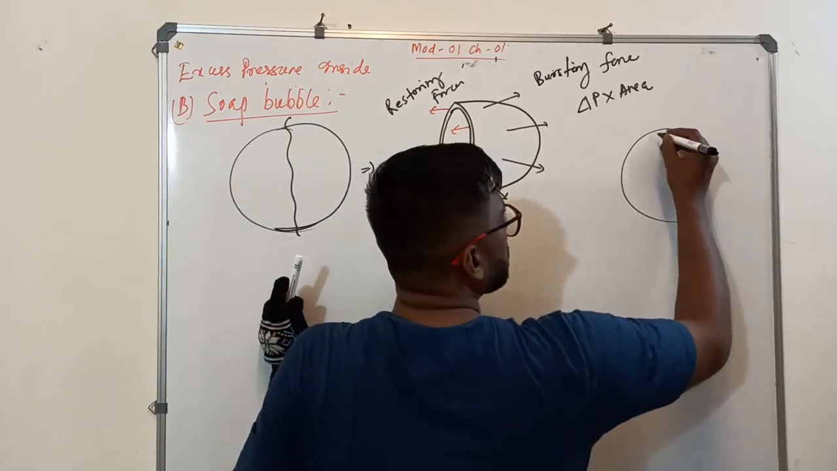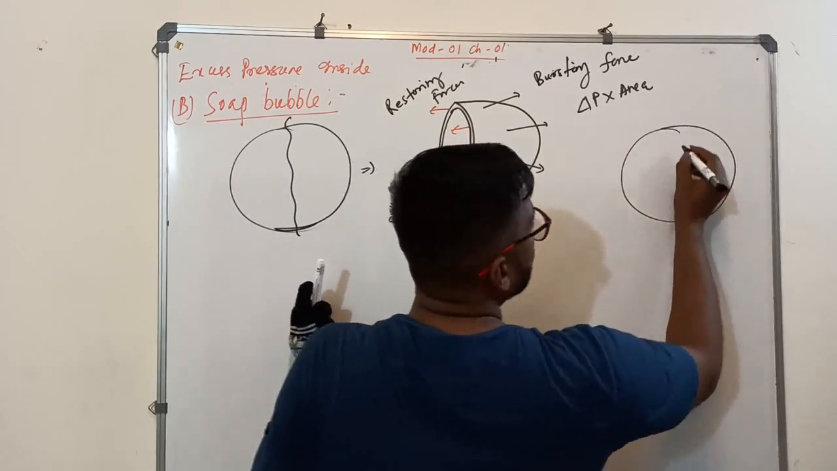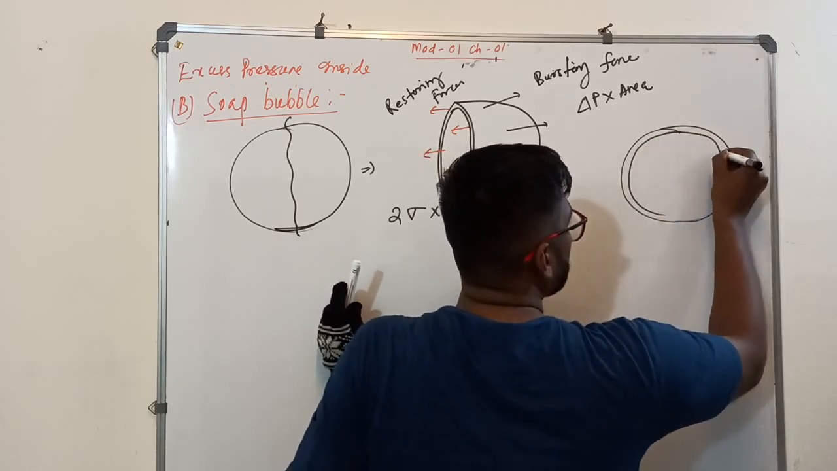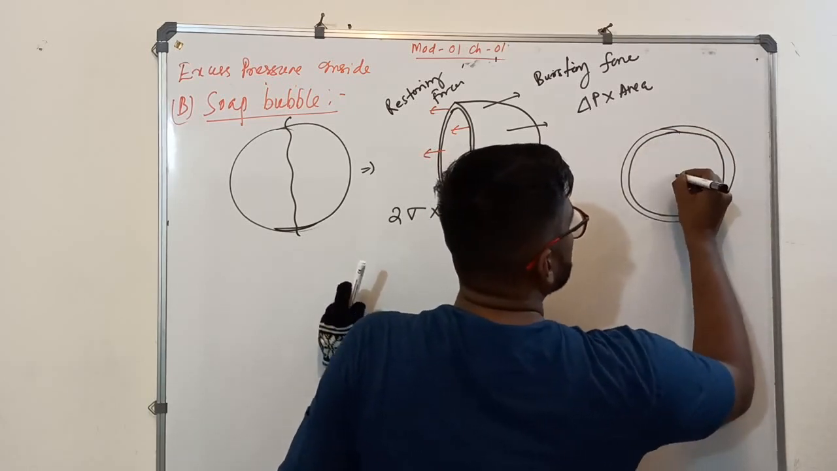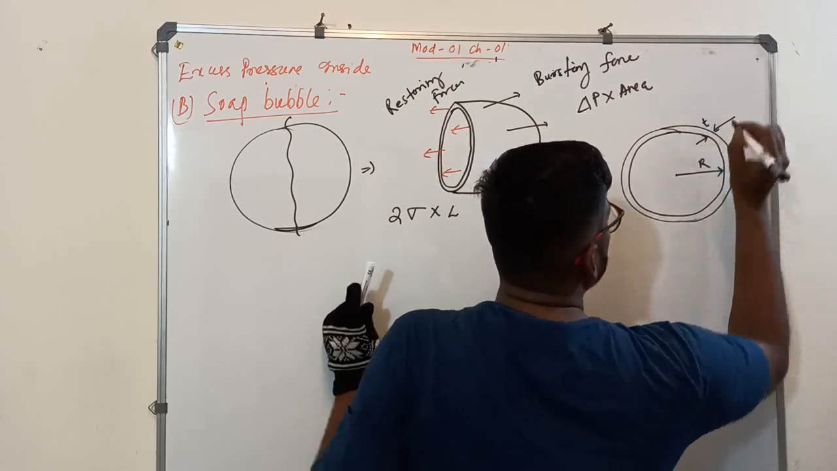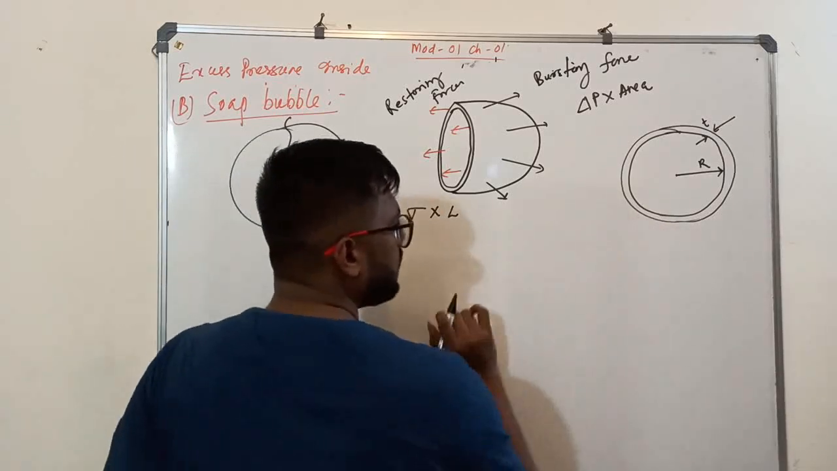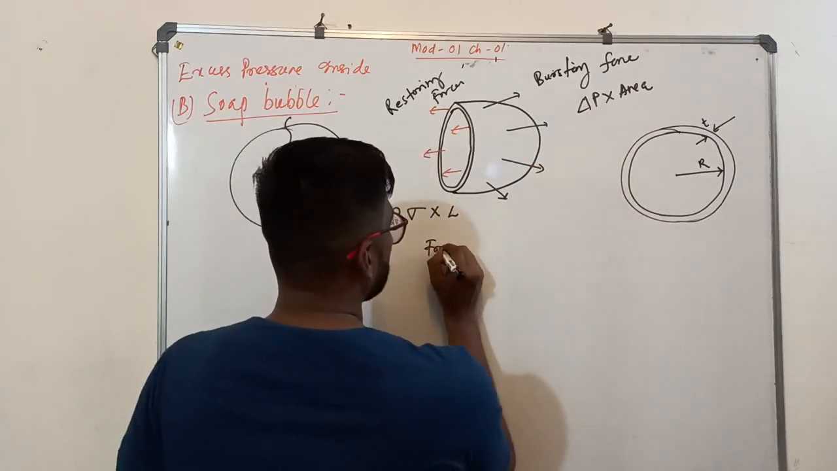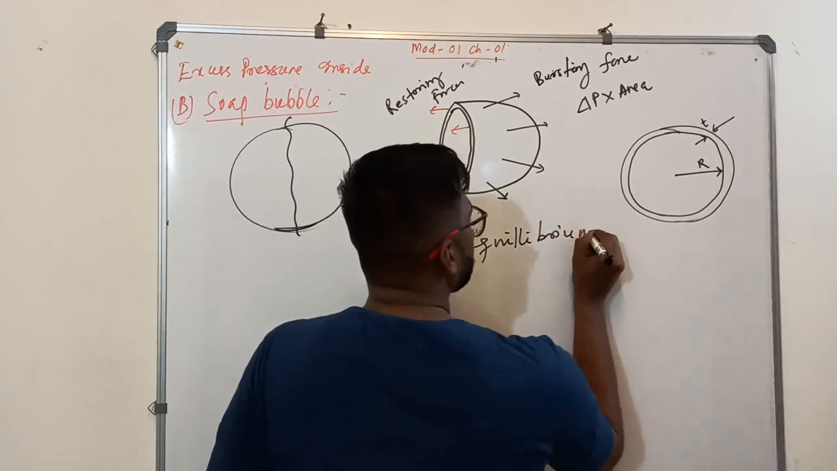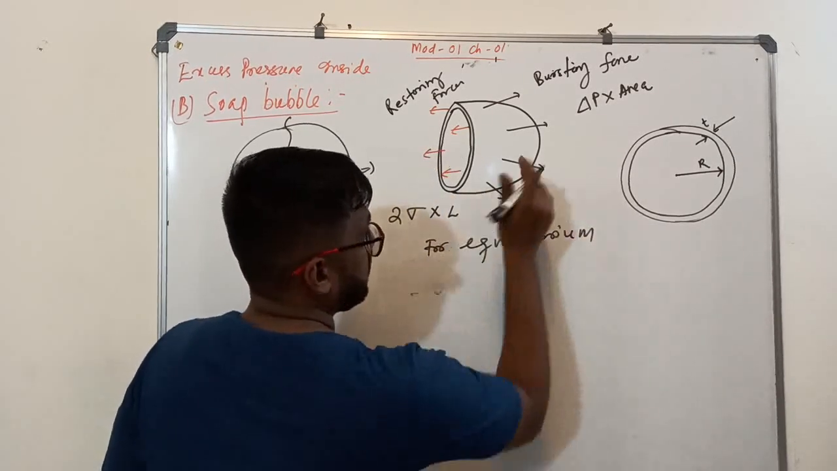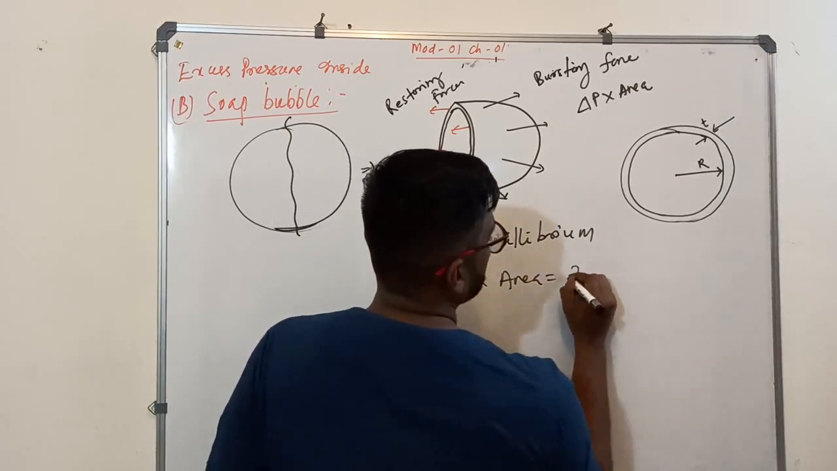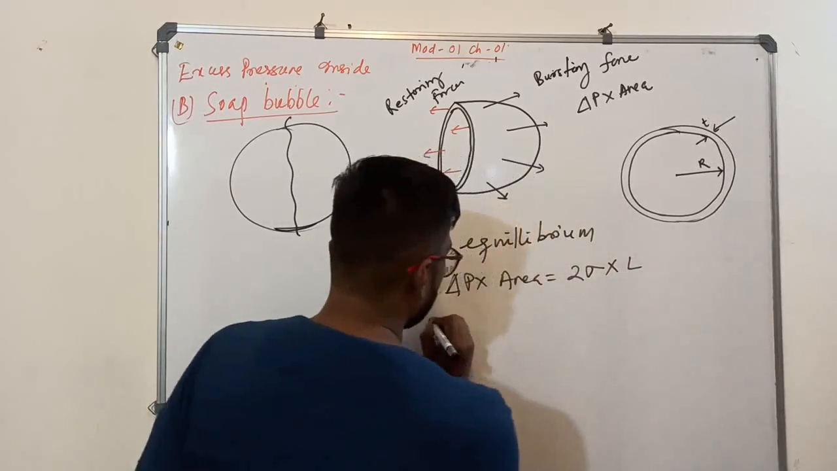See, it is like this. One film, and there is another one like this. Let us say this radius be R and the thickness be T. Now let me write for equilibrium: delta P into area is nothing but 2 sigma into the length L.